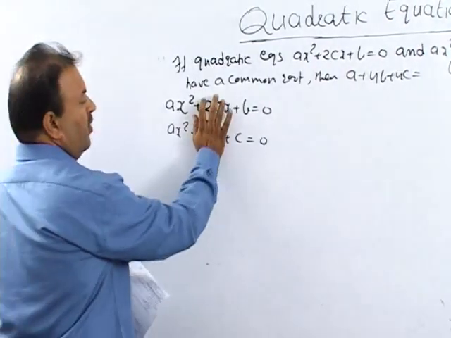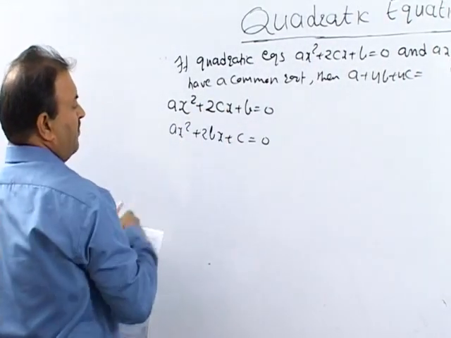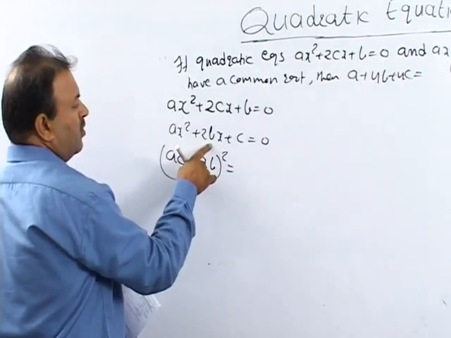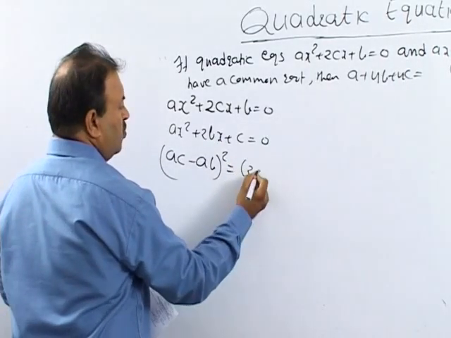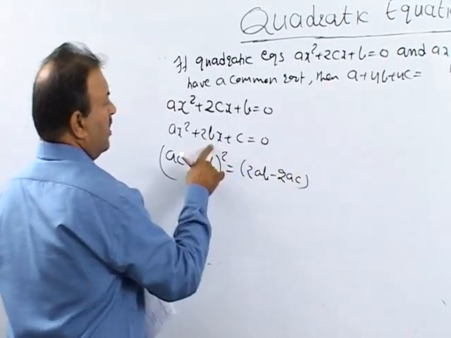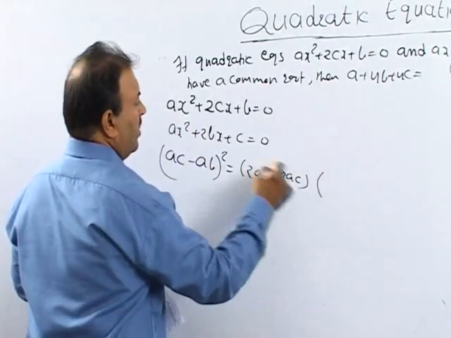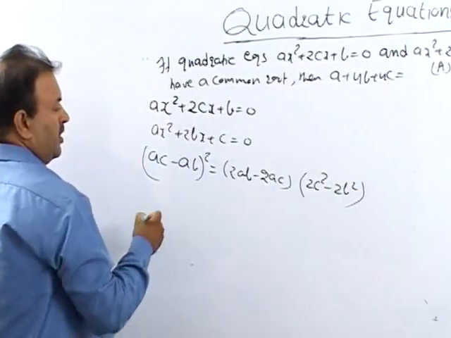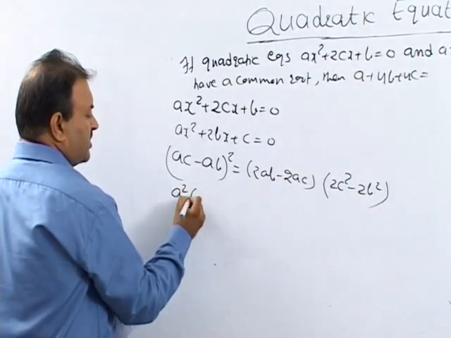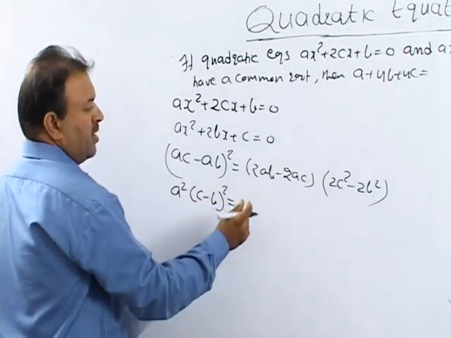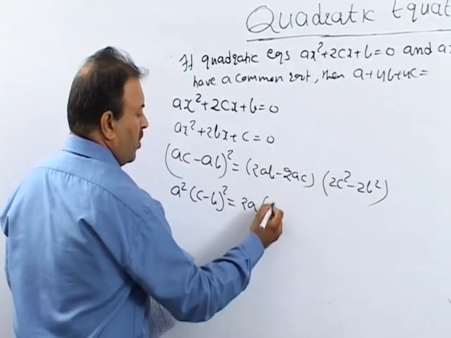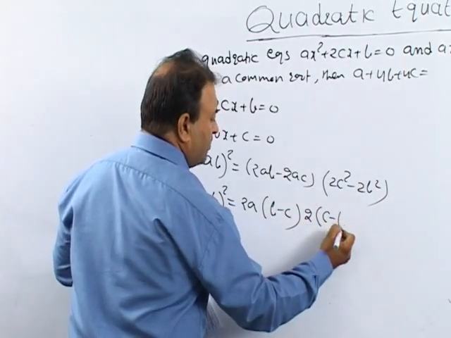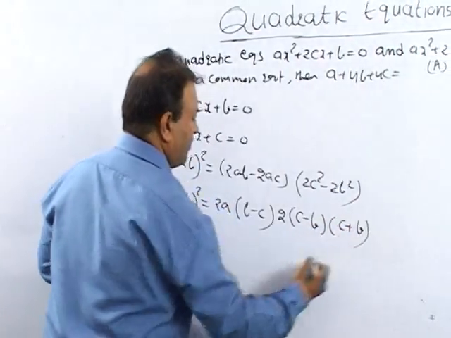That means keep your hand on the middle term, that is ac minus ab the whole square, this is equal to 2b into a, it is 2ab minus 2ac, into 2c square minus 2b square. So I take a common from here. I get a square c minus b the whole square. Here I get 2a common, I get b minus c. From here 2 common, I make the factors c minus b, c plus b.